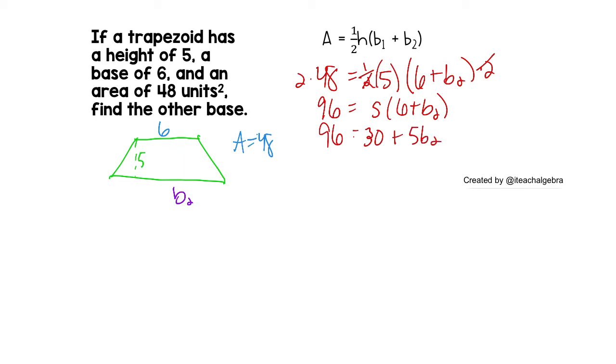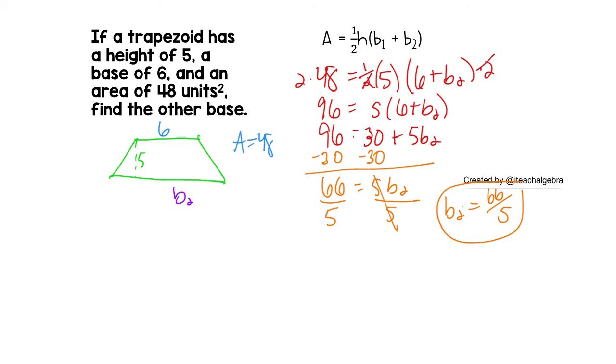Now this is just a two-step equation we can solve. Subtract 30 from each side. We've got 66 is 5 times B2. We divide both sides by 5. And B2, I'm happy with, is 66 over 5. You can make it a fraction if you'd like, or a decimal if you'd like, but a fraction's good enough for me.